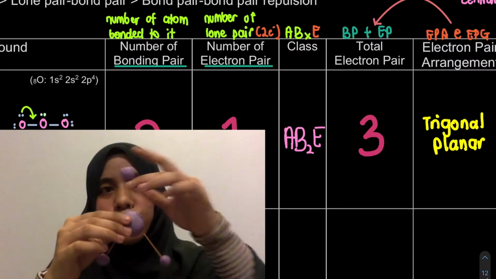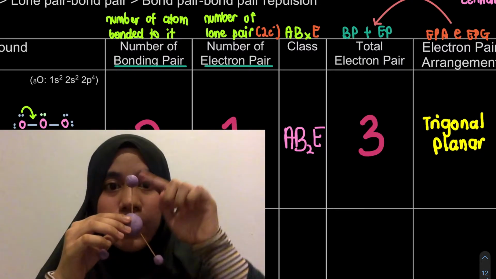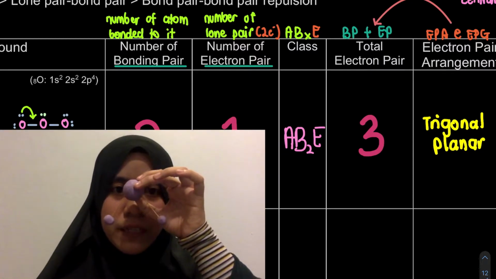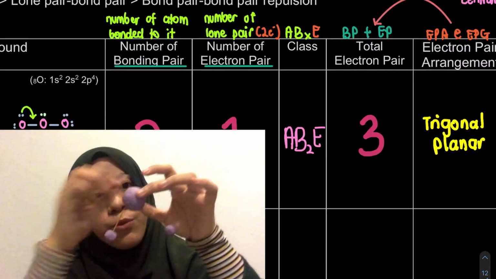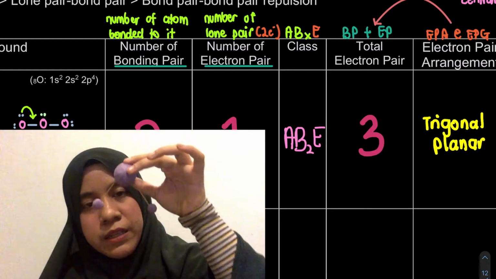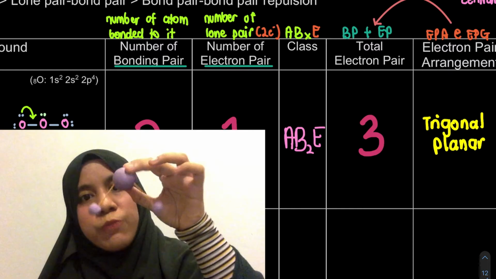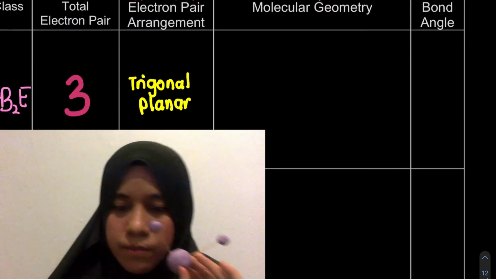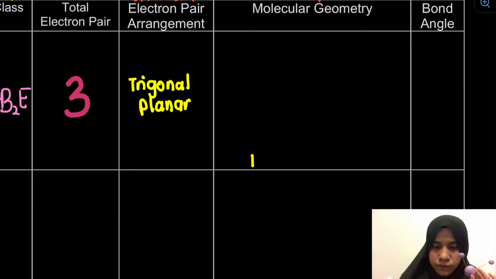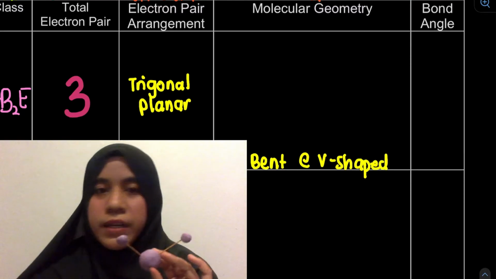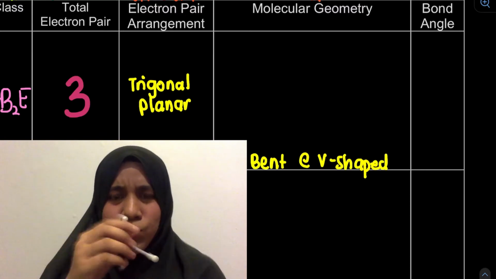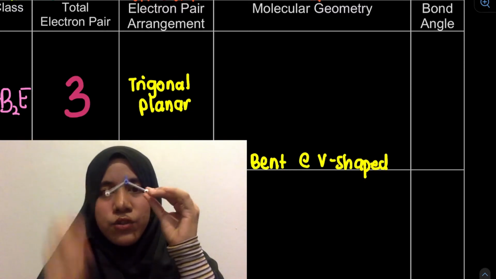Miss nak tunjuk sebenarnya lone pair ni dia ada greater repulsion. Tapi sebenarnya shape dia jadi apa? Shape dia akan jadi macam ni lah. Sebenarnya lone pair ni kita tak nampak. So what happen? This is what we call as bent shape, ataupun kamu nak gelar dia sebagai V shape pun boleh. So kat sini Miss tulis lah, bent ataupun V shape. Previously bila kita kata trigonal planar is 120, bila satu bonding pair dah tak ada, dia jadilah bent ataupun V shape.